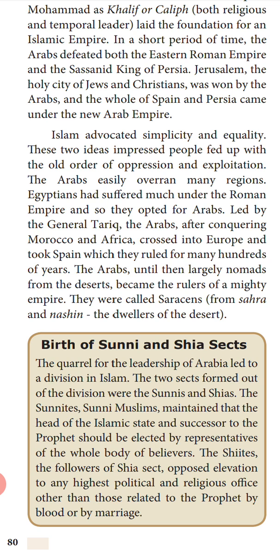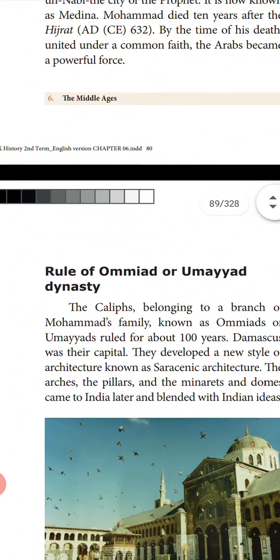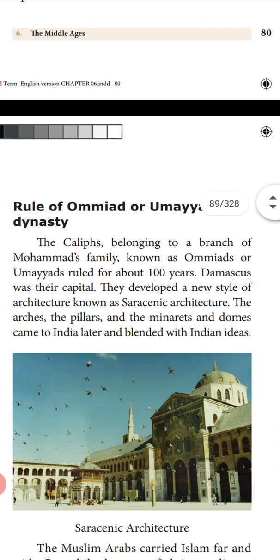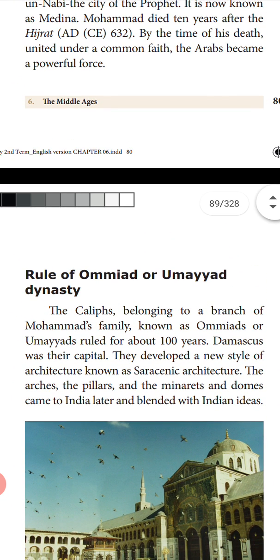Okay, so there are two divisions in the Islamic religion. Now next, let us know about the rule of the Umayyads, the caliphs belonging to a branch of Muhammad's family known as Umayyad. Prophet Muhammad's family, called the Umayyads, ruled for about 100 years. Damascus was their capital. They developed a new style of architecture known as Saracenic architecture in the buildings.